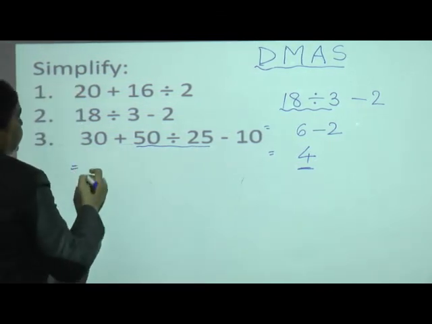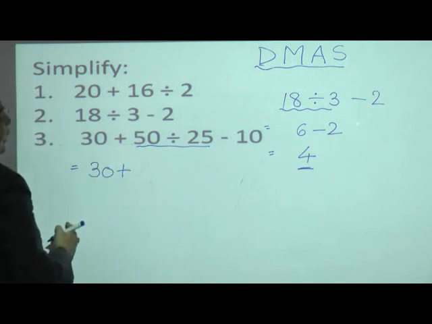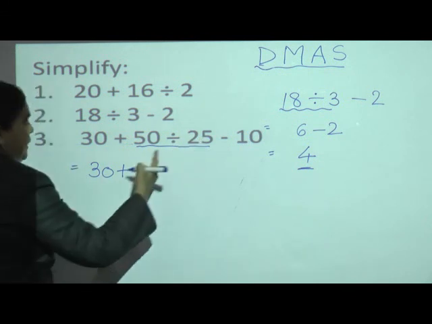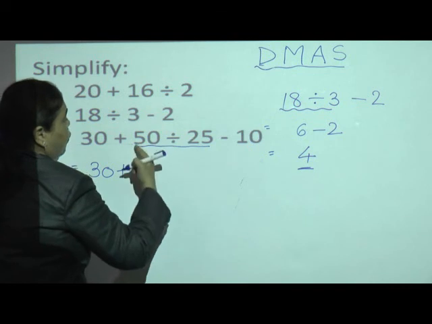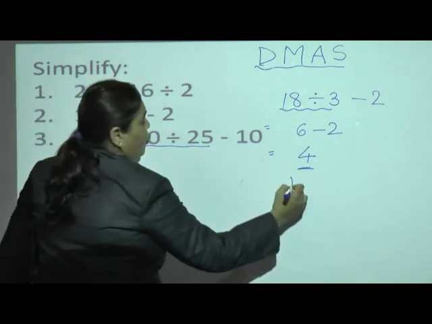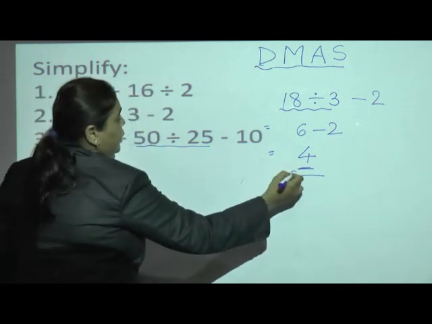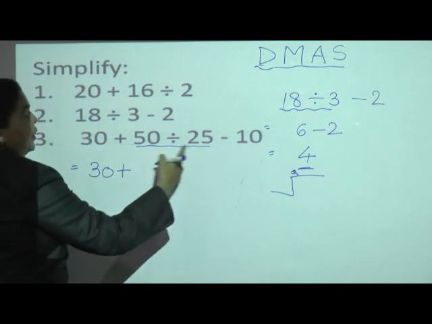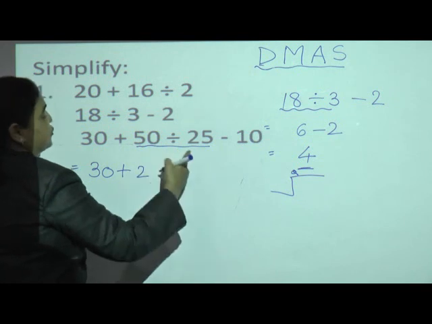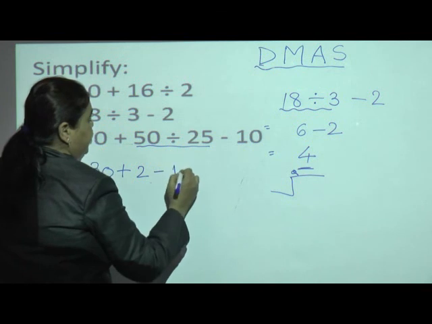I will write 30 as it is. My operation is addition. I will write the addition. 50 divided by 25 is, you know, 25 2s are 50. So what will be the answer of this? If you are having some large number, you can go practically and divide. Whatever you are getting in the question, that should be written here. So here we are having a very simple number. 25 2s are 50. So I had written 2. Next operation is subtraction and we are having the number 10.